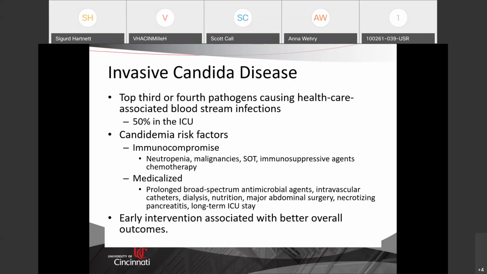The other thing that's really important is that early intervention is associated with better outcomes. So if you suspect Candida, getting them started on an anti-Candidal drug is really important, and that will improve the outcome of your patients that have true Candidal disease.